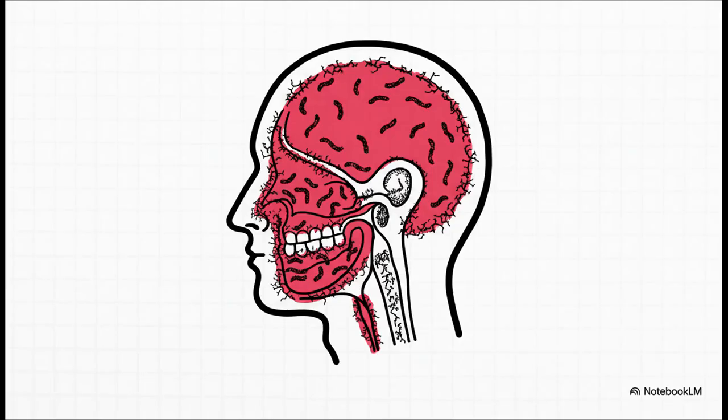So where does it go? The parasite has this nasty habit of zeroing in on the mucosa of the nose and throat. It sets up a chronic, progressive inflammation that literally eats away at the tissue.